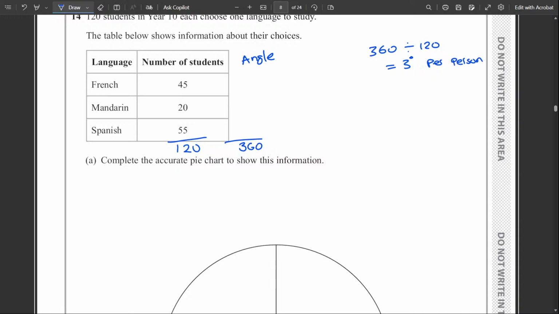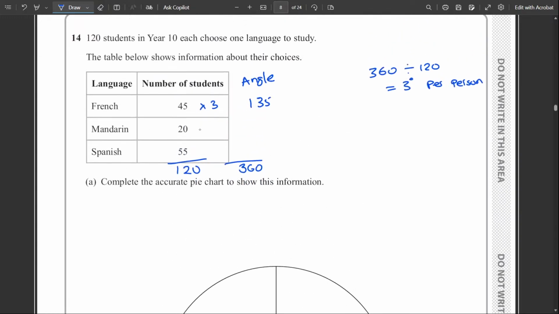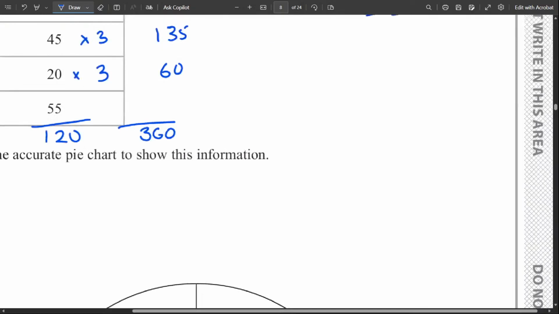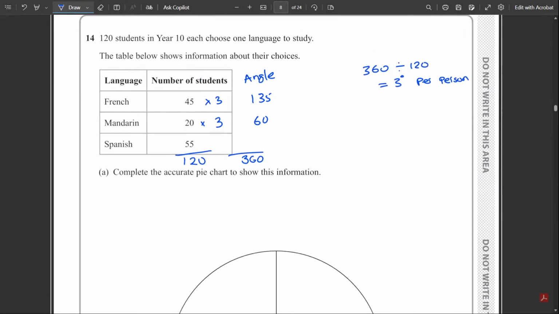Okay. So 45 people. So you do 45 times 3, which is 135, which is given to you here on the pie charts. Okay. Look. And then you do the same thing. So for Mandarin, we have 60 degrees. And then for Spanish, we have the remaining. That adds up to 360 degrees. Okay. So 55 times 3 will give you 165. And when you add them, they should add up to 360 degrees. And that's the main thing.